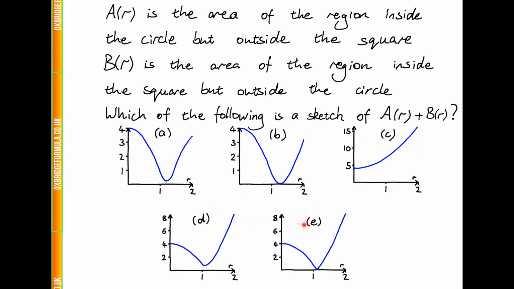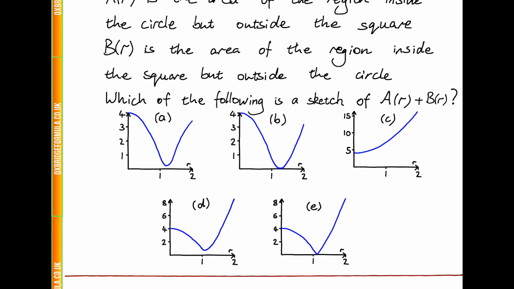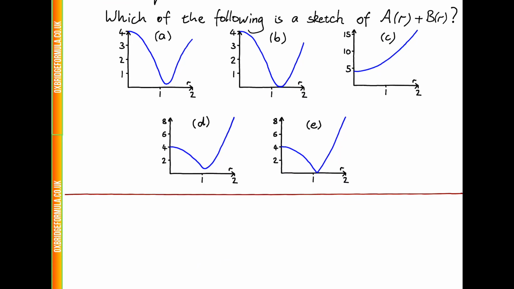And we have 5 different options here. Pause the video and have a go at doing this for yourself. Let's start by trying to eliminate some of these graphs. Indeed, we can see that graphs B and E have a point where A of r plus B of r is equal to 0, and A, C and D don't have that point.